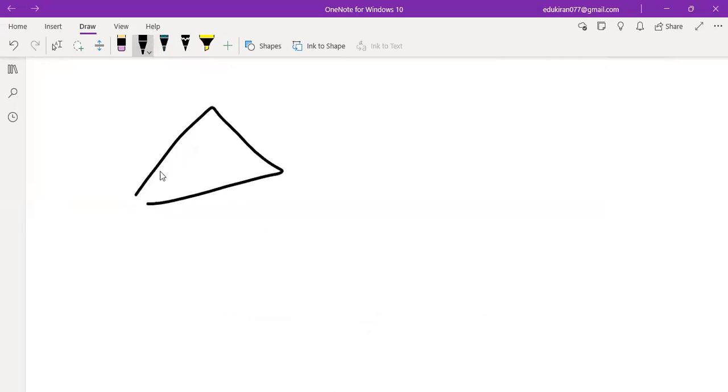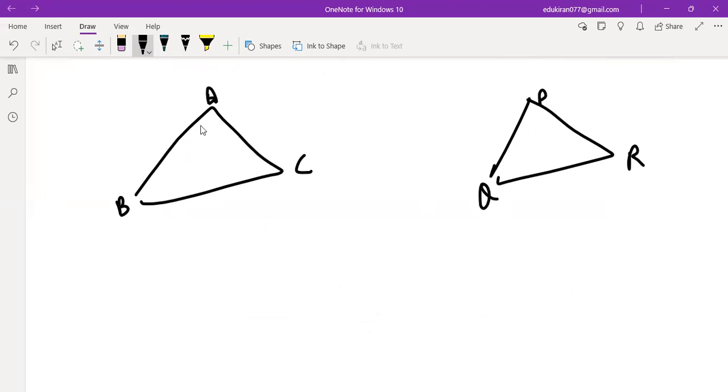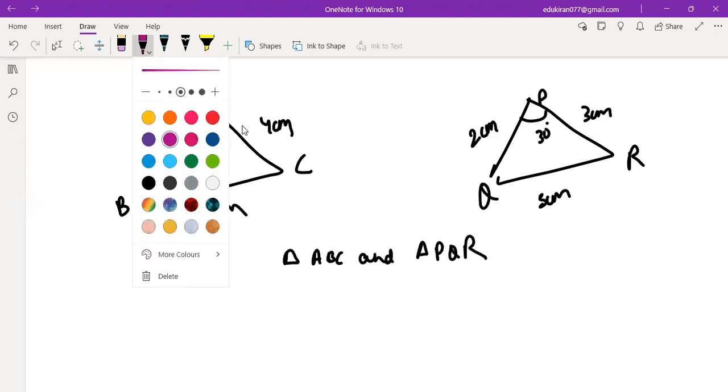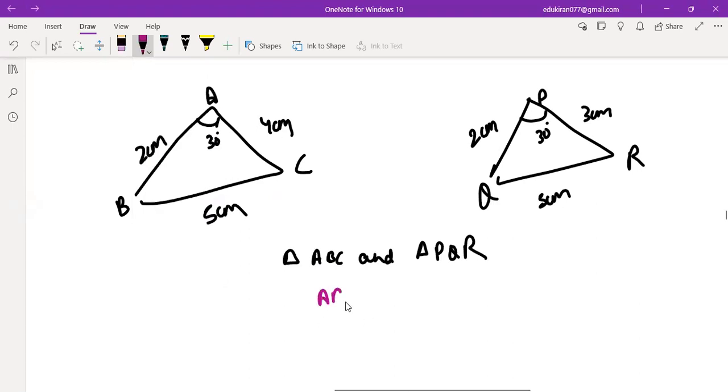For example, I gave you these two triangles, ABC and another triangle, PQR. This angle is 30 degrees, this side is 2 centimeters, this is 4 centimeters, this is 5 centimeters. And here also 5 centimeters, 2 centimeters, 3 centimeters, and 30. So when you are proving triangle ABC and triangle PQR, what will you write at that time?